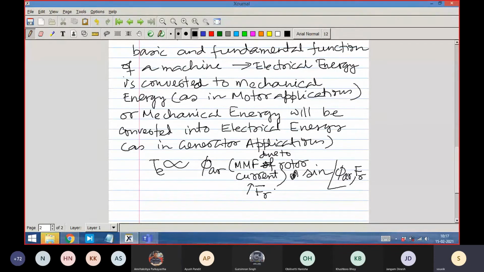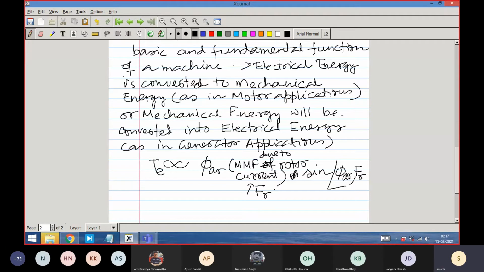So I was talking about the basic function of a machine, the root function, core function of a machine. Don't say speed, don't say anything other than that. The function is that it produces torque, and during the production of the torque, it also helps to convert the electrical energy to mechanical energy, or mechanical energy to electrical energy. If the electrical energy gets converted to the mechanical energy, we call it motor application. If the mechanical energy is converted into electrical energy, we call it generator application.